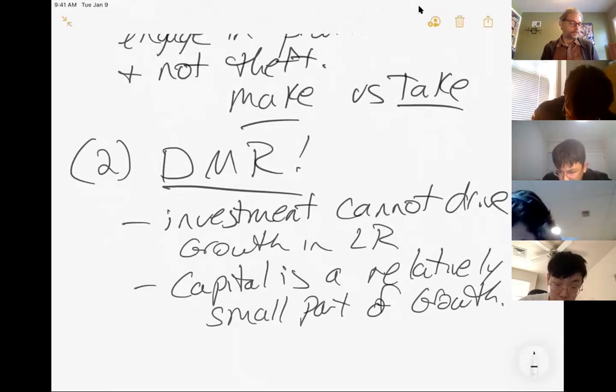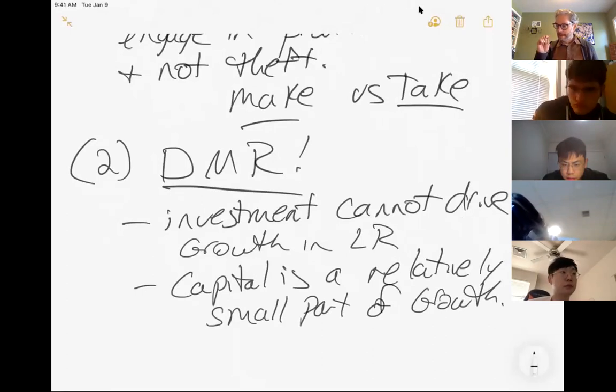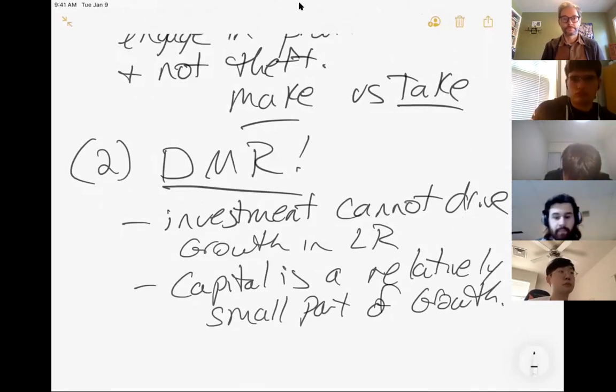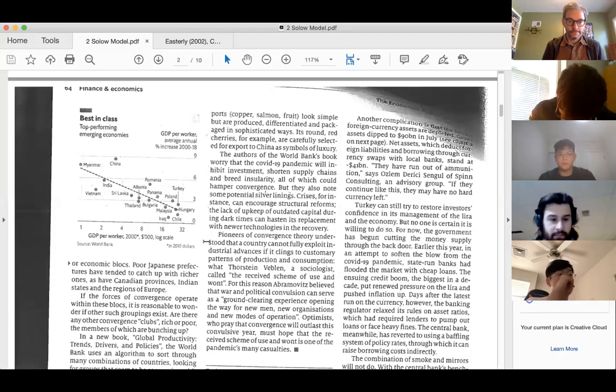Okay, let's talk about this for a minute because I think this is the point that needs to be made, maybe a little bit more clearly than I've made it here over the last couple of days. Capital is a relatively small part of growth. It has to be. Why? Because of the nature of production. Let me show you a figure here.